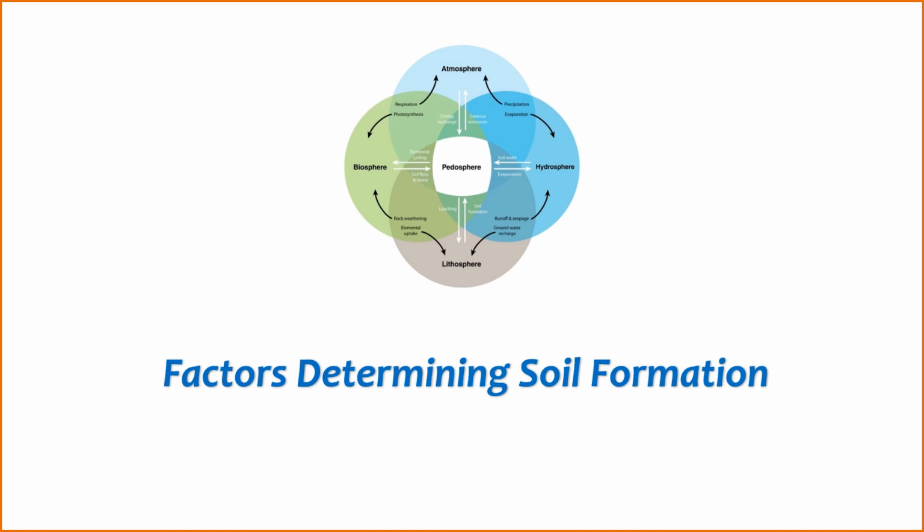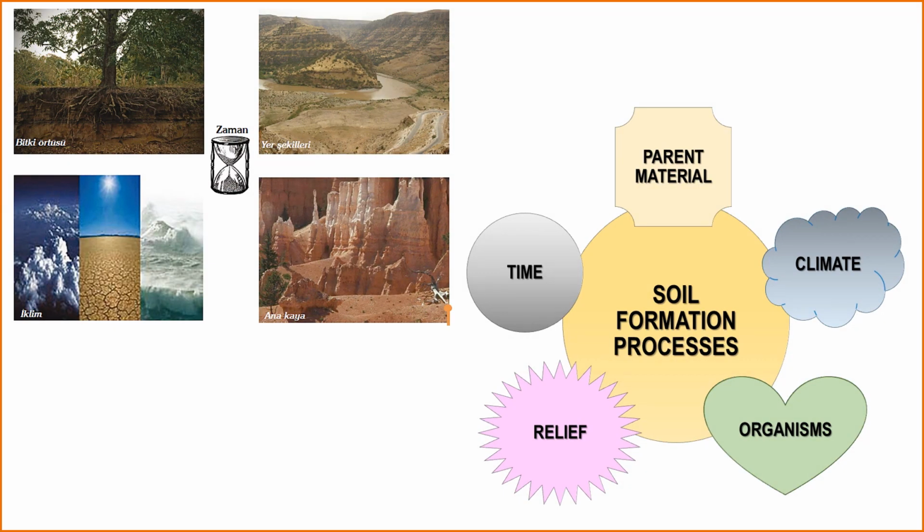8. Biological activity. 9. Water. Soil formation, also known as pedogenesis, is influenced by a variety of factors that interact in complex ways. Here are the key factors determining soil formation. 1. Parent material, lithology. The type of rock or sediment from which the soil is derived greatly influences soil properties. Different rocks weather and break down into soil particles at varying rates.